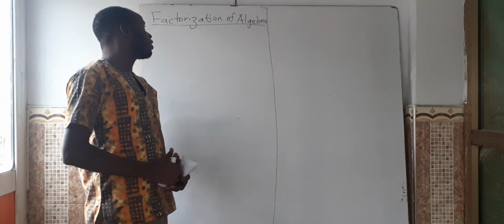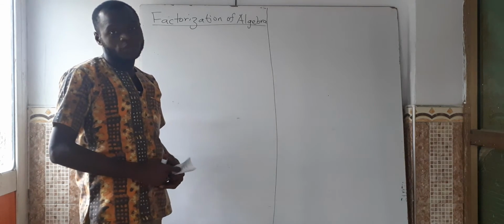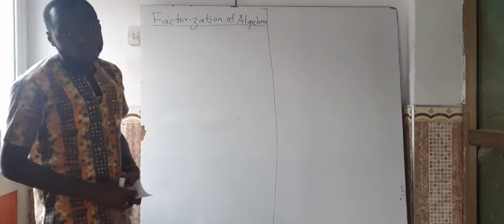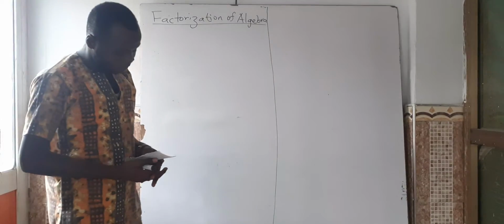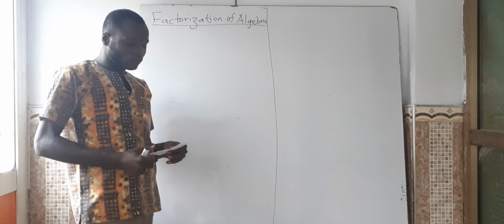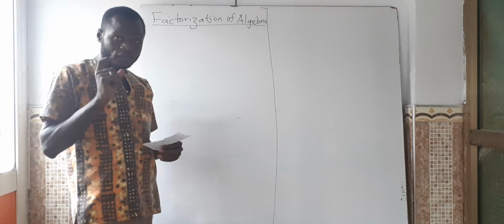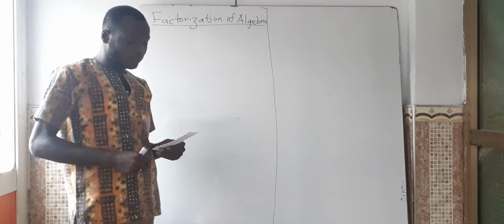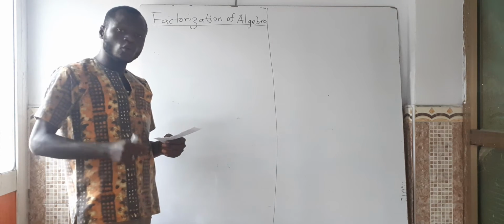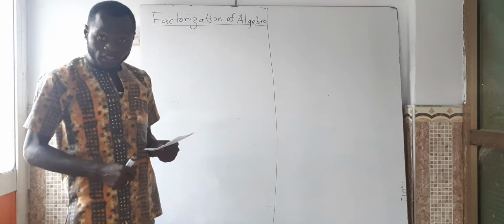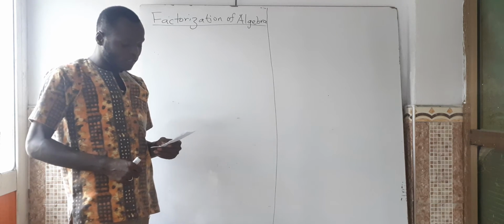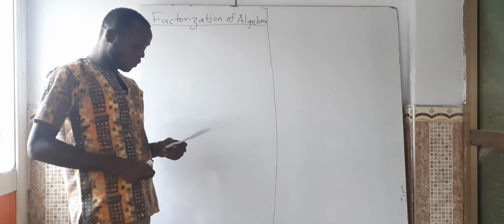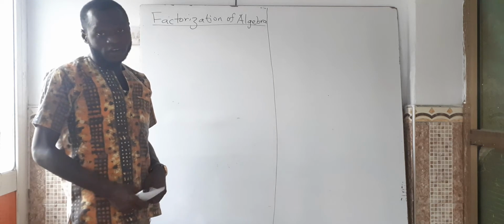We are still on the topic of algebra, or algebraic expressions, and today we are going to be looking at factorization of algebra, how to factorize algebra. When each of the terms of an expression is divisible by a common factor, the expression may be simplified by dividing each term separately by the factor and enclosing the quotient within brackets, the common factor being placed outside the bracket as a coefficient. This process of putting an expression in brackets is called factorization.